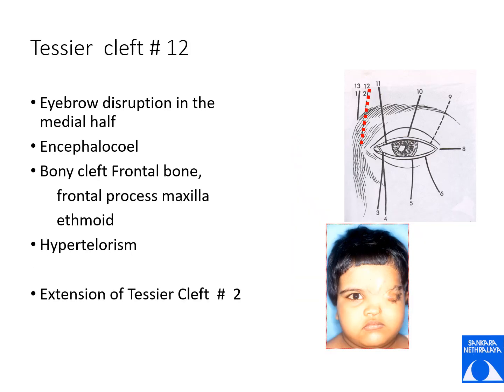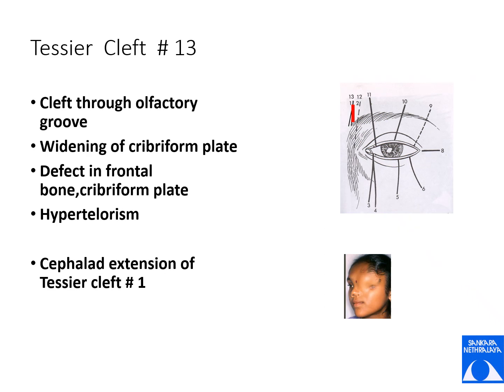Tessier cleft 12, eyebrow disruption in the medial half, encephalocele, bony cleft frontal bone, frontal process maxilla, ethmoid, hypertelorism, extension of Tessier cleft number 2. Tessier cleft 13, cleft through olfactory groove, widening of cribriform plate, defect in frontal bone, cribriform plate, hypertelorism, cephalad extension of Tessier cleft 1.